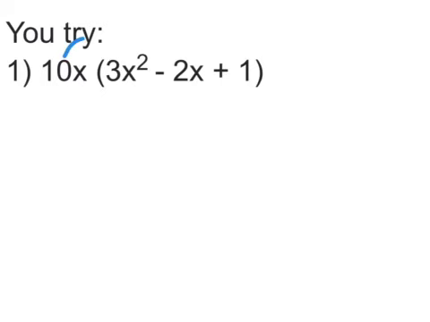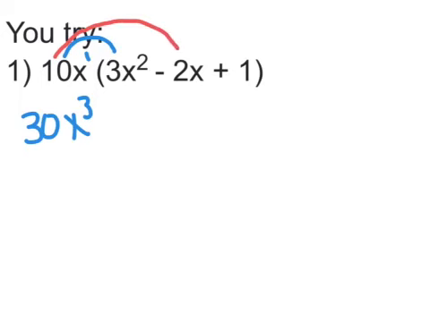So we'll start with 10x to the 3x squared. So 10 times 3 is 30. Add your exponents. So this is like x to the first, so 1 plus 2 gives us x to the third. Then we're going to distribute to the middle term, which is negative 2x. So 10 times negative 2 is negative 20. We have an x to the first on the outside. This is also an x to the first. So 1 plus 1 will give us x to the second.